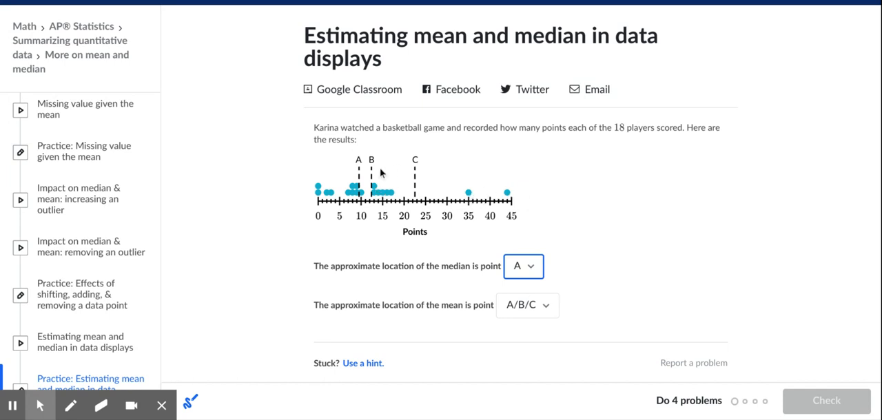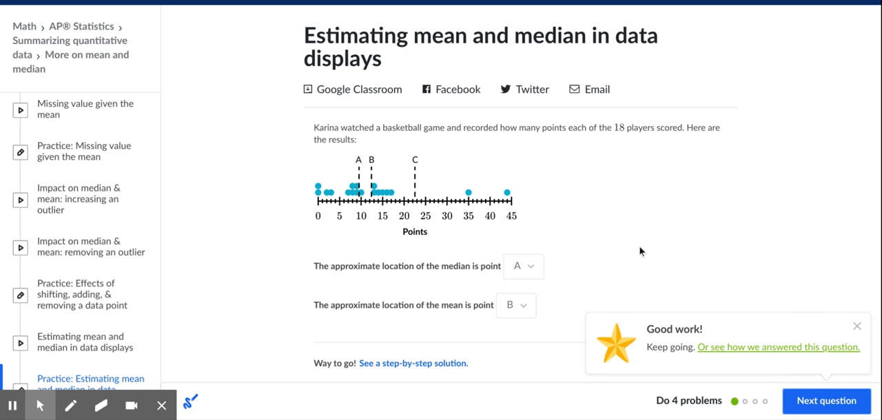These outliers are pulling the mean this way, but it would take major outliers to pull the mean this far. That would be kind of crazy, right? To pull the mean quite this far. If you had major outliers, it could happen, but it's very unlikely. So we can look at this. We didn't have to do all that math. We could look at this and say, I'm pretty sure that the mean is B.